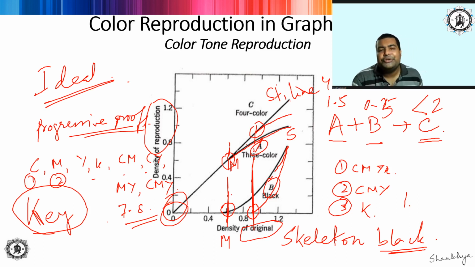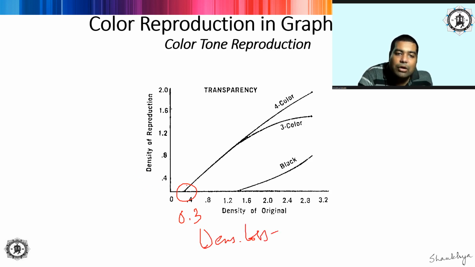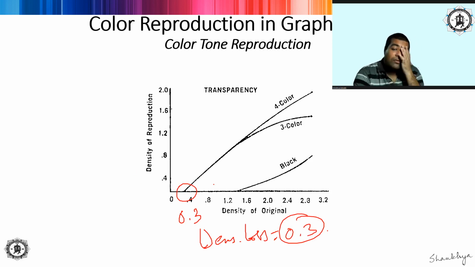This is more of an ideal plot, just to make you understand some of the basic inferences that can be drawn from such a curve. Now this, on the other hand, is a much more realistic curve. Here we see that all the plots start from a point of having density 0.3. That means we have a density loss of 0.3, right? Why? If I ask you, in the density range of 0 to 0.3, what is this area? Is it shadow, highlight, midtone? It is the highlight area. So we have lost 0.3 density range in the highlight area.